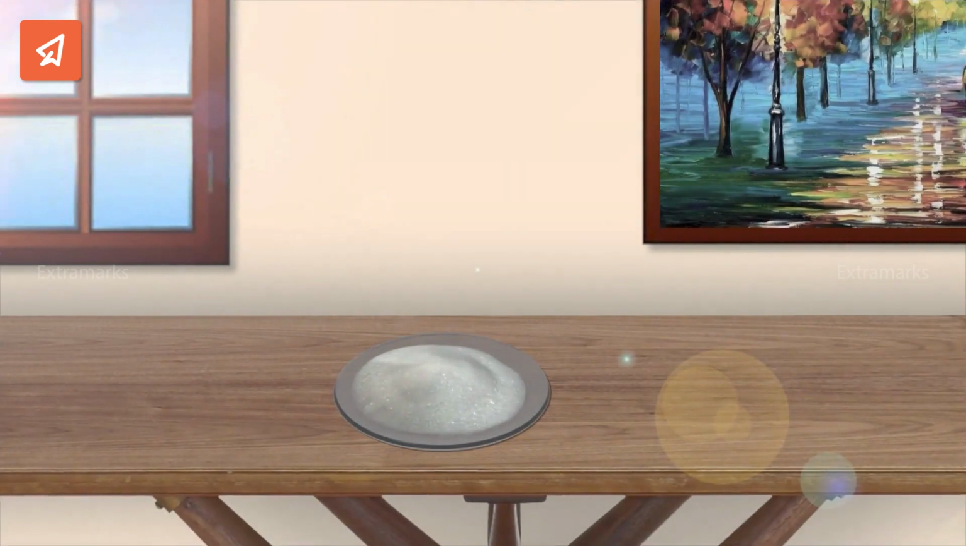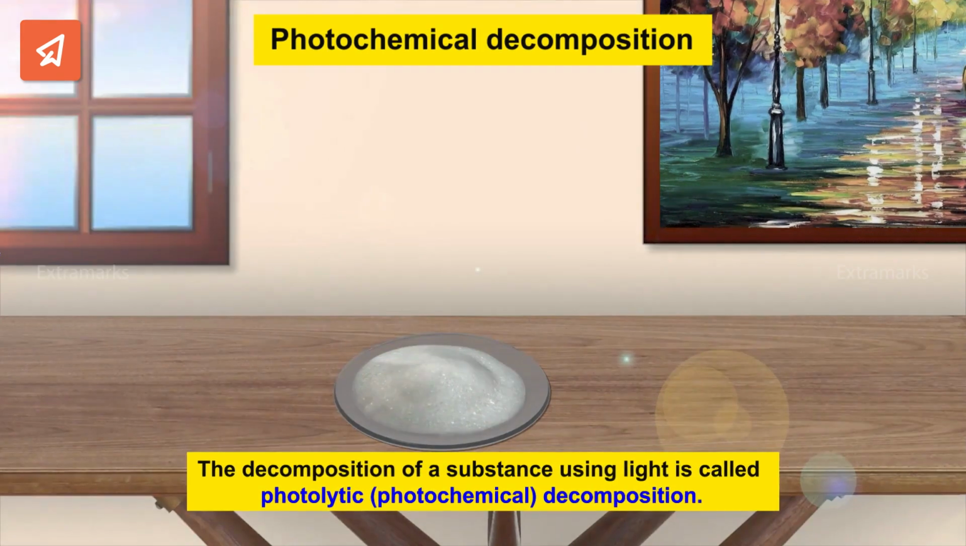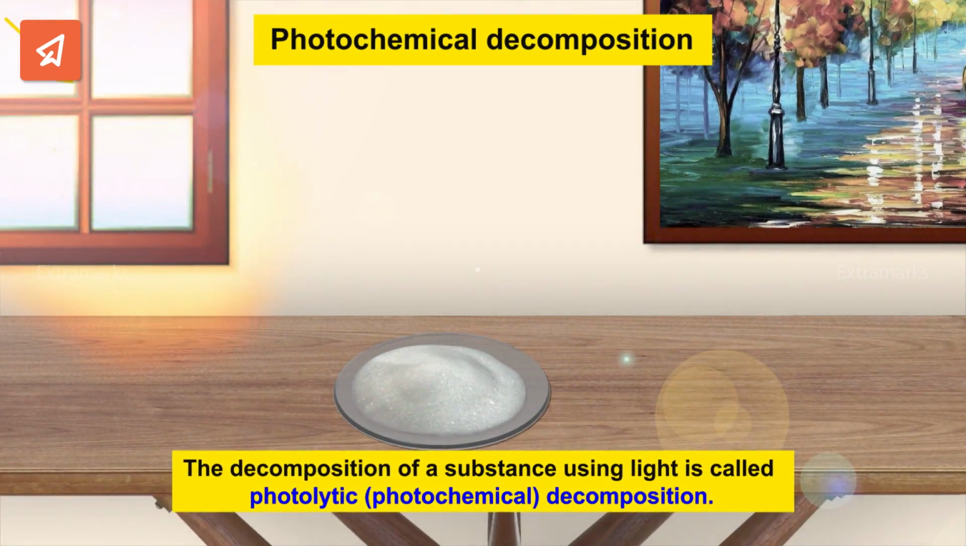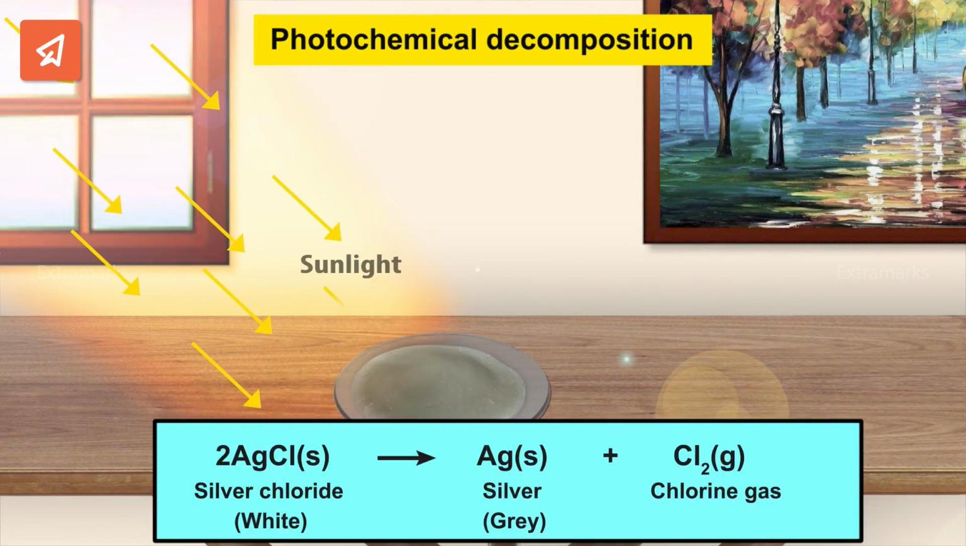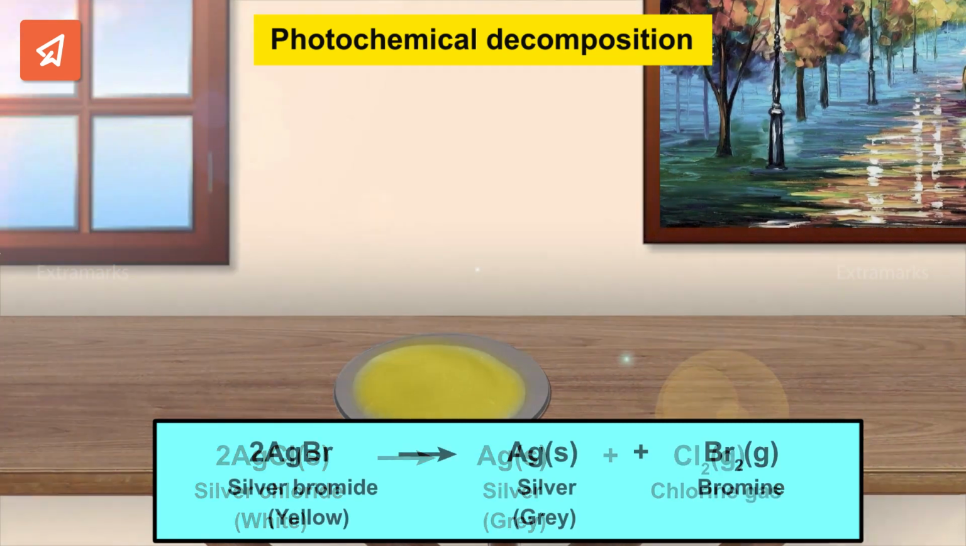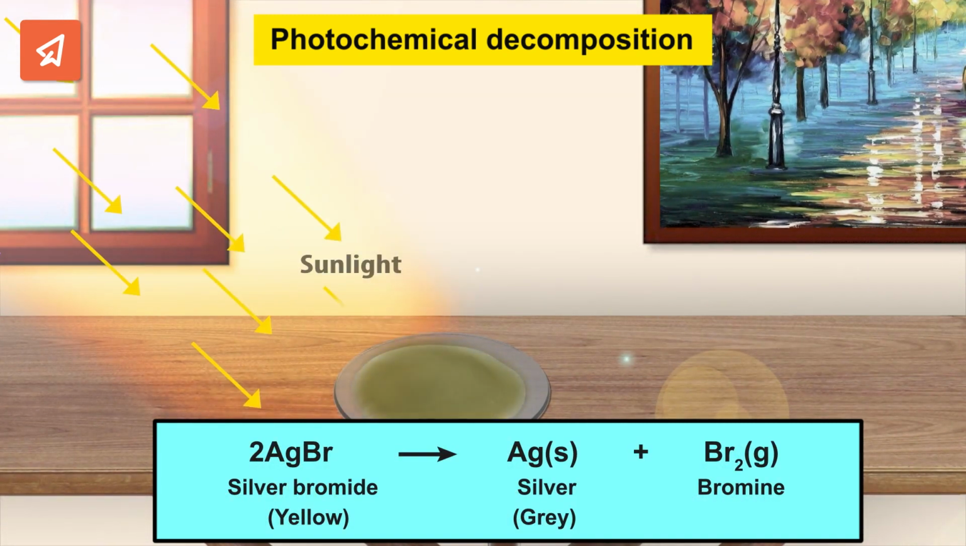Just like heat or electricity, sunlight is also a form of energy. Let us understand how it causes the decomposition of a substance. The decomposition of a substance using light is called photolytic decomposition. When a compound such as silver chloride is placed in the presence of sunlight, it decomposes to silver and chlorine. A similar phenomenon is seen with silver bromide.